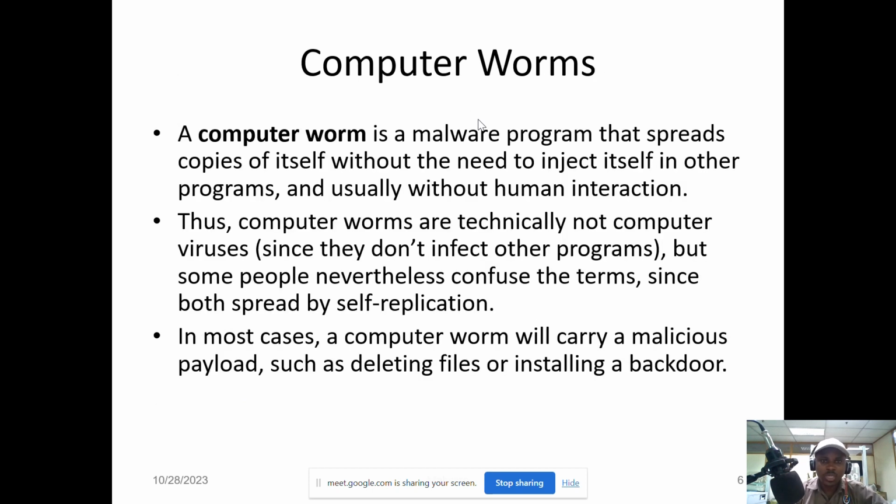So let's talk of computer worms. A computer worm is a malware program that spreads copies of itself without the need to inject itself in other programs, and usually without human interaction. So what it needs is just to get into your network system or into a computer, then it starts to move from one device to another, and then replicate itself. That's what a computer worm does. Thus computer worms are technically not computer viruses, since they don't infect other programs, but some people nevertheless confuse the terms, since both spread by self-replication.